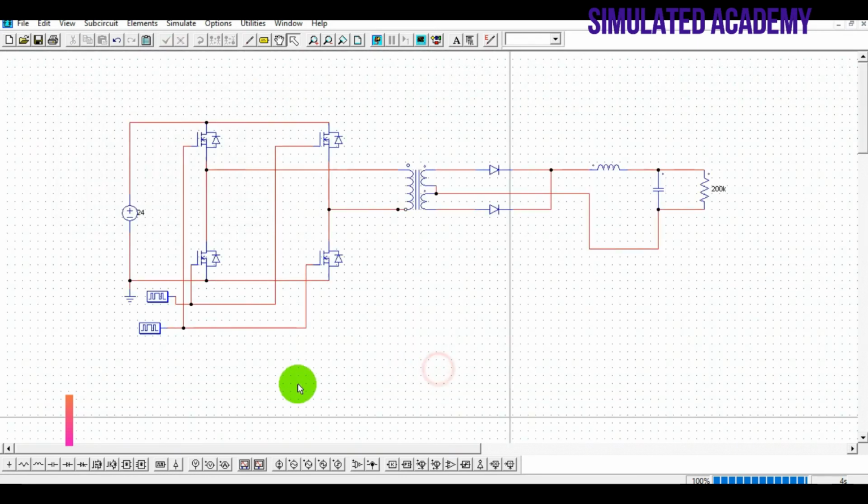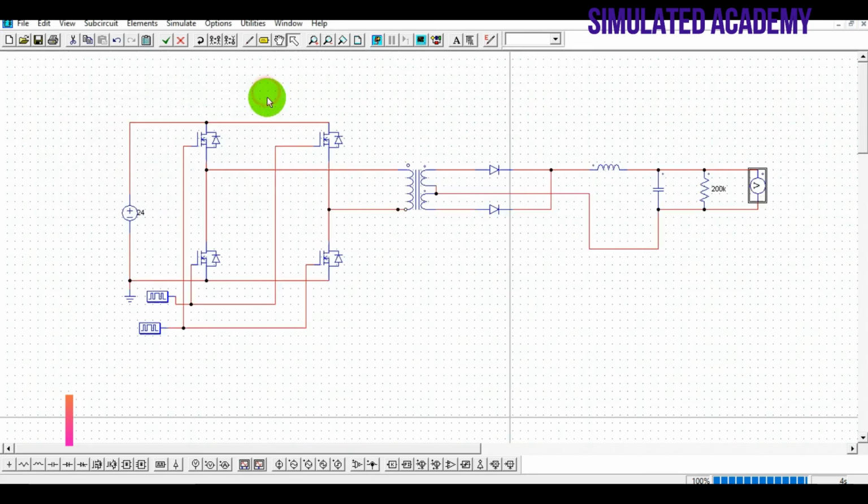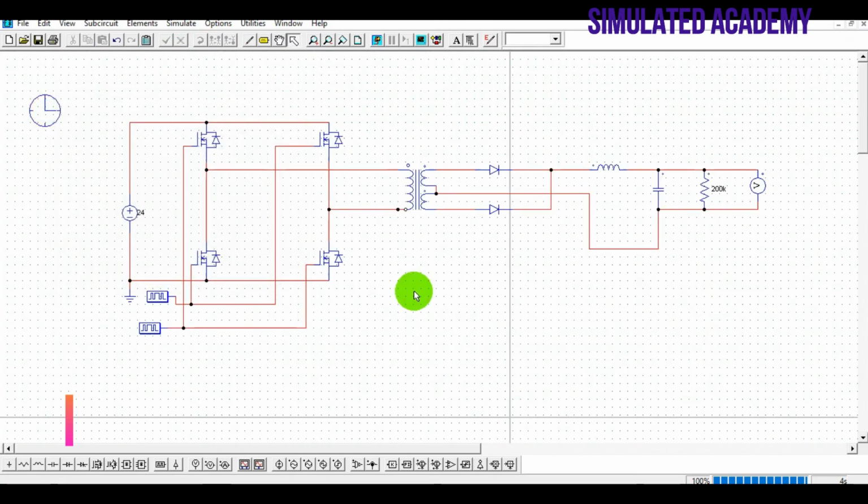Now just put an output voltage signal to measure the output here. Right click and change it. Connect this one across the load. Double click on it and change its name to Vout. Now go to simulation and put the simulation control over here and run for 0.5 seconds. Now all done. Just simulate your results.